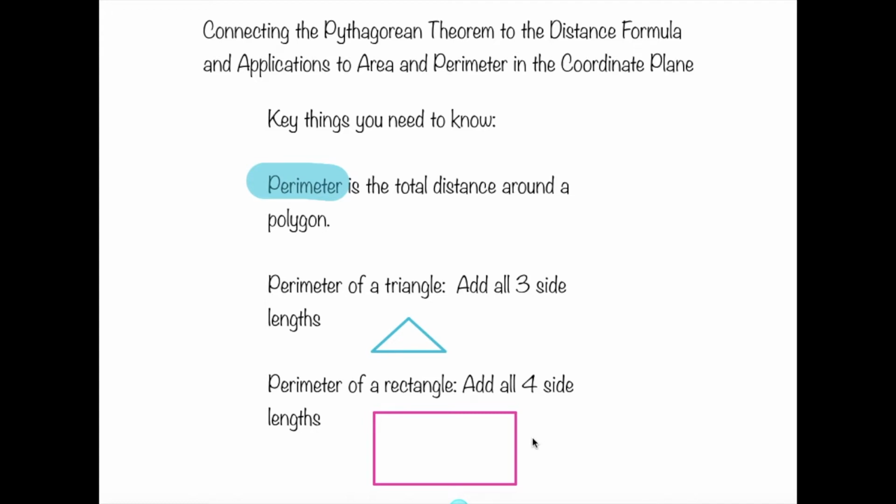And we've also seen the perimeter of a rectangle written as 2L plus 2W, and that makes sense because in our rectangle we have two sides of length L, two sides of our width W, and so adding those together gets us our perimeter.